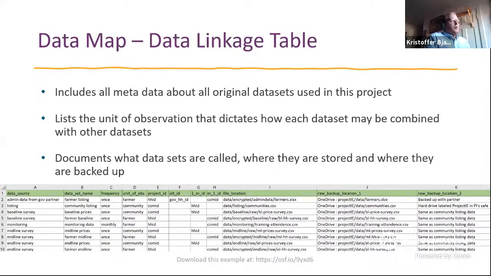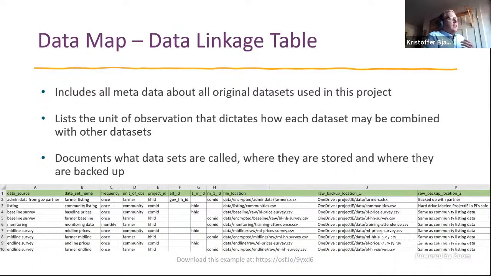The most important purpose of the data linkage table is to make sure that data acquired from multiple sources can be linked to each other. This is done by indicating the unit of observation and making sure the same project ID is used for the same unit of observation. See columns D and E in this table, where in D, the unit of observation is expressed in plain English, and E indicates what the variable with a project ID for that unit of observation will be called.